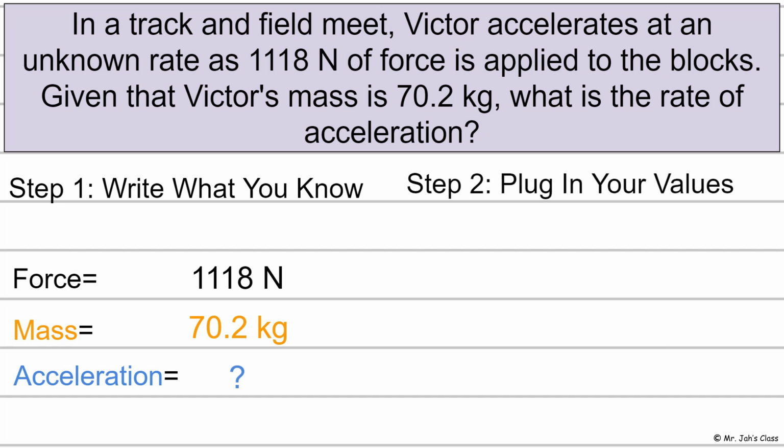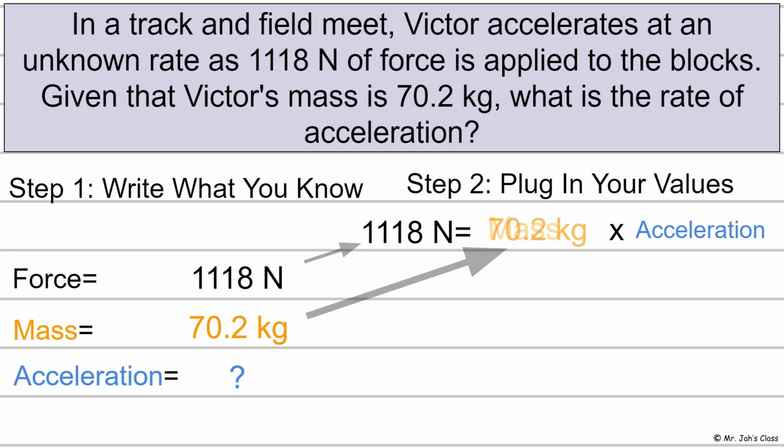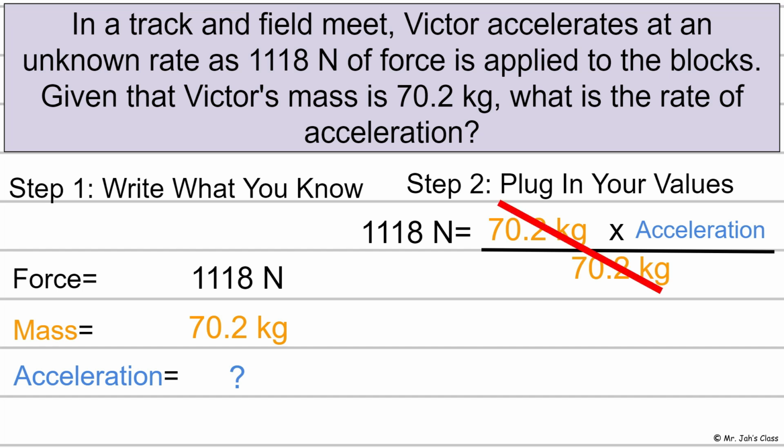All right, so step 2, plug in your values. The formula for Newton's second law is force is equal to mass times acceleration. So let's go ahead and plug in our values. So force goes there, and then mass goes there. So how do we solve for acceleration? We have to get it by itself. And in order for us to get it by itself, we have to do the opposite of what the operation is. So right now it is being multiplied by the mass, so we have to divide by the mass. That cancels it out and gets acceleration by itself.